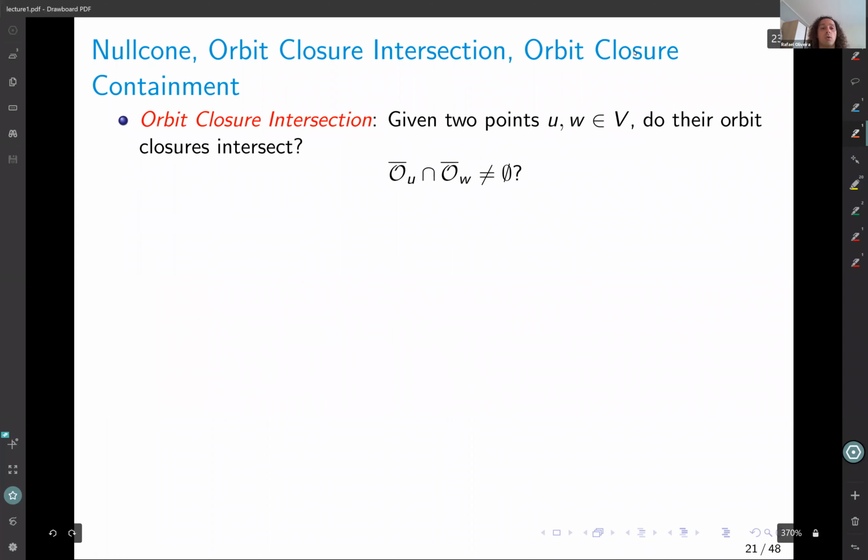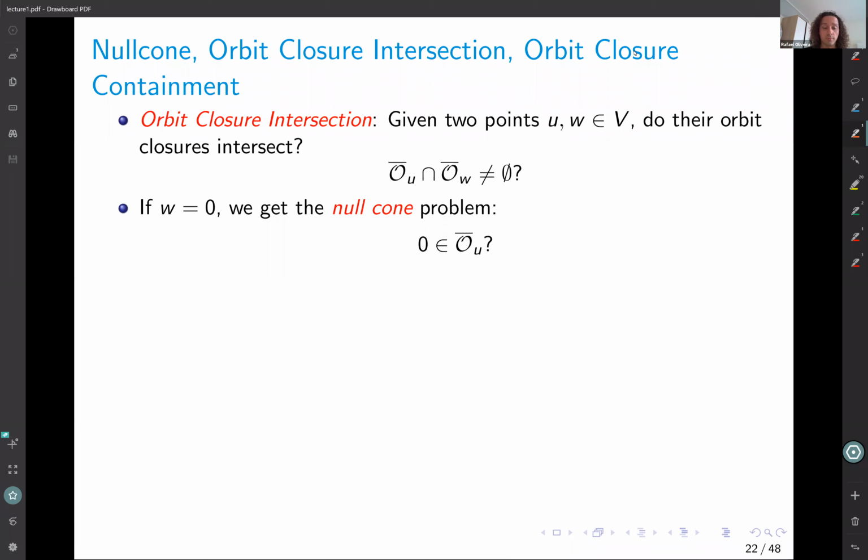Now we saw that given 2 points U and W in our vector space V, do their orbit closures intersect? So that's the first geometric question that we already talked a little bit about in the first part of the lecture. And this is a very natural question to explore, either from a mathematical perspective or even from a computational perspective. So we'd like to decide whether two orbit closures intersect.